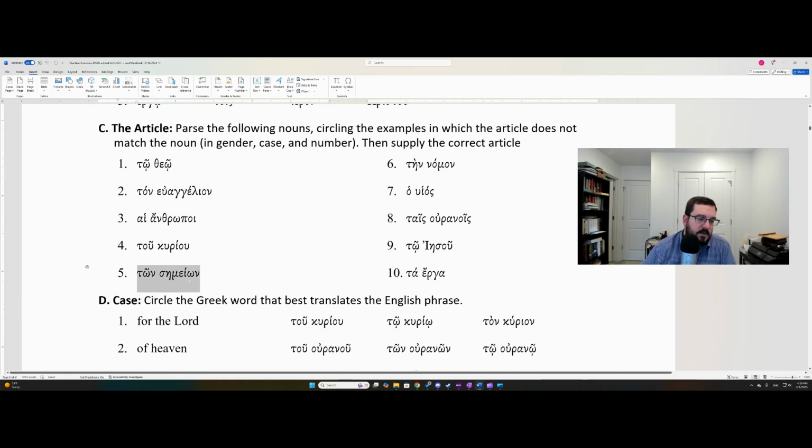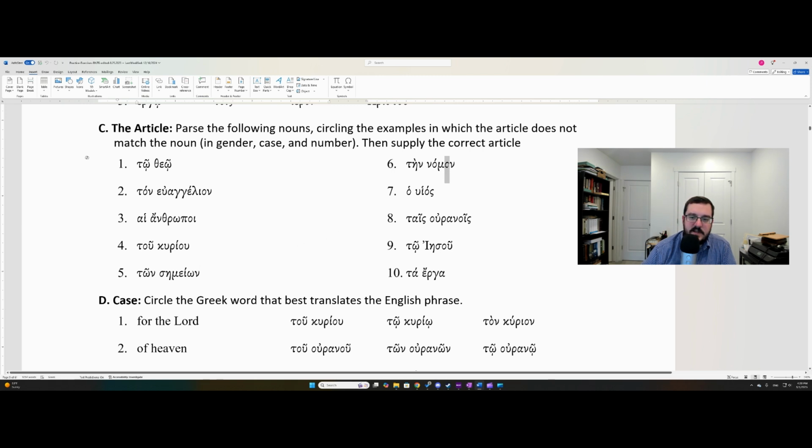Now we've got ton semeion. We've got a genitive plural article here, and we have a genitive plural ending. So they match. And this is a neuter. And of course, the article is the same for both. So that one's right. Tan nomon.